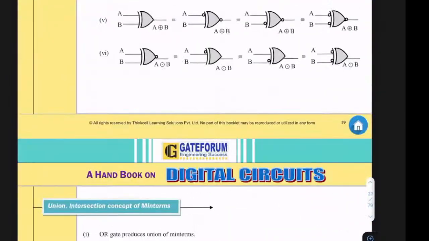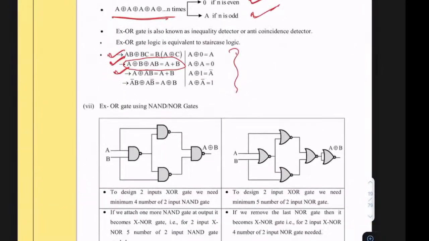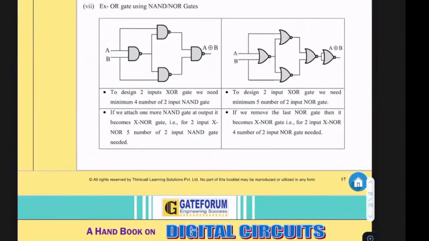In the logic gate topic, in the theory, you have learned this. So you see here, to design XOR gates, we need 4 NAND gates, and to design XNOR gate, we need 5 NOR gates. So this is A XOR B, this is A XNOR B. So you need here 5 NOR gates, and here you need 4 NAND gates.